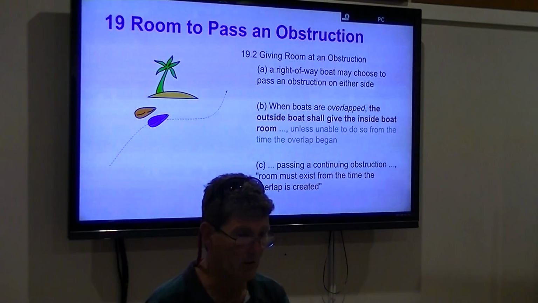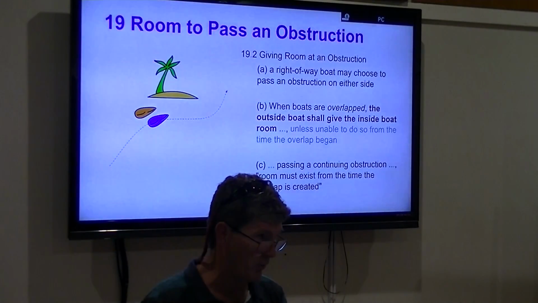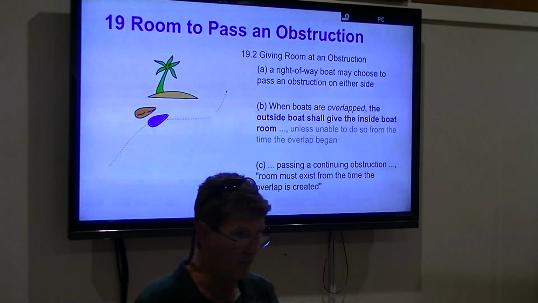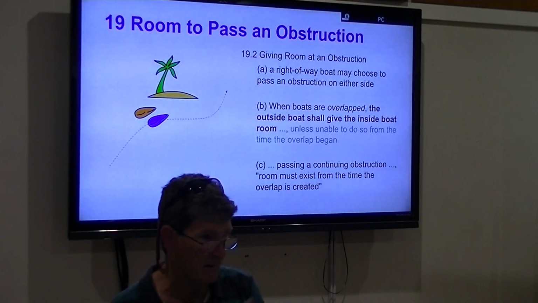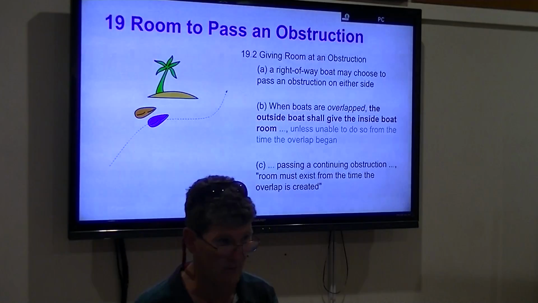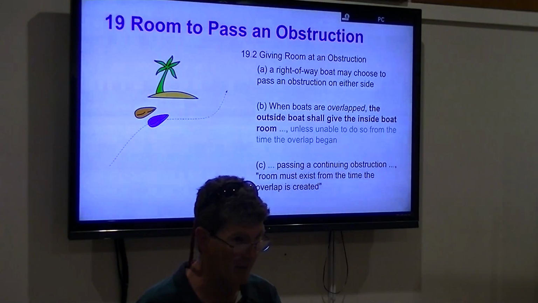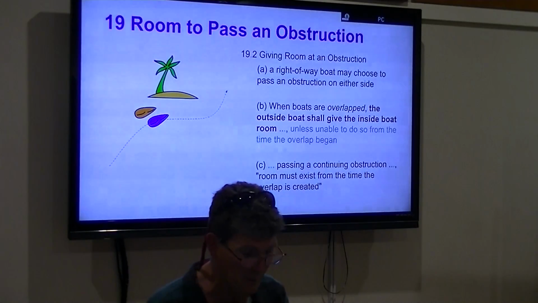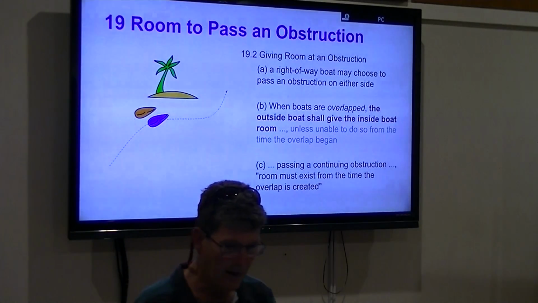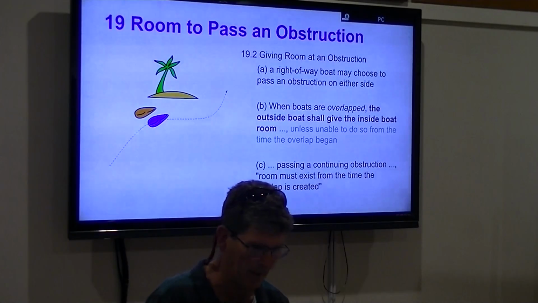The expression I use is you can't scrape somebody off on an obstruction. Be it another boat, if you duck their stern because they're starboard, you allow enough space for an overlapped boat to also duck their stern. So you've got to allow enough space of obstruction for another boat to get through there, or an overlapped boat to get through there. Unless you're unable to do so from the time the overlap began.